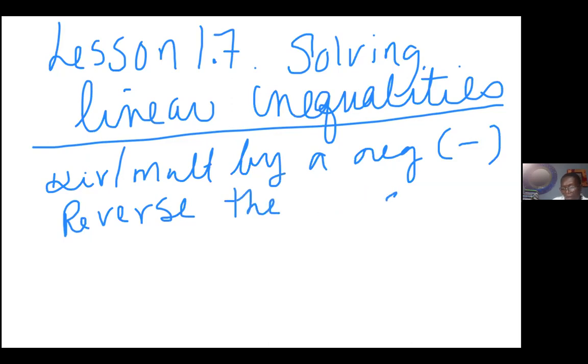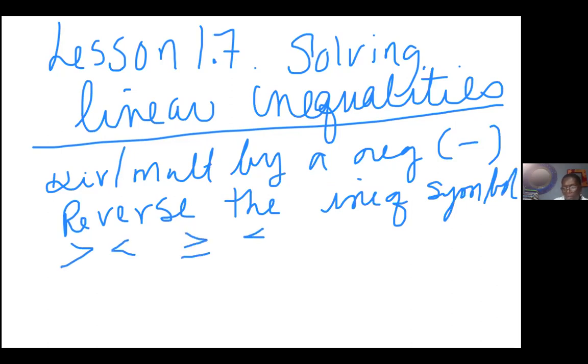Now, what inequality symbol am I talking about? Hold on a second, let me write them down for you, the inequality symbols. Greater than, less than, greater than or equal to, less than or equal to. These are the inequality symbols that I'm talking about. So if you have to divide or multiply by a negative, you must reverse the inequality symbol.